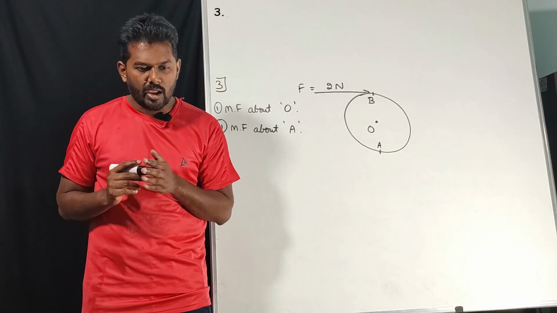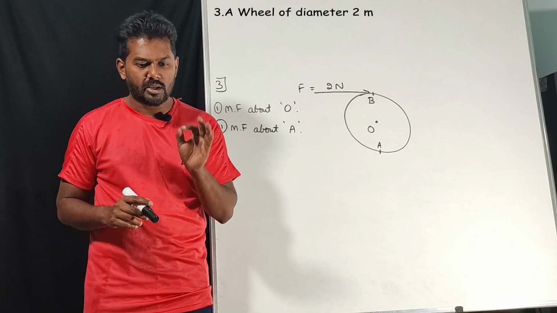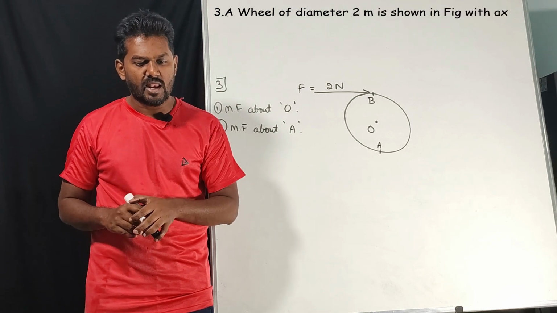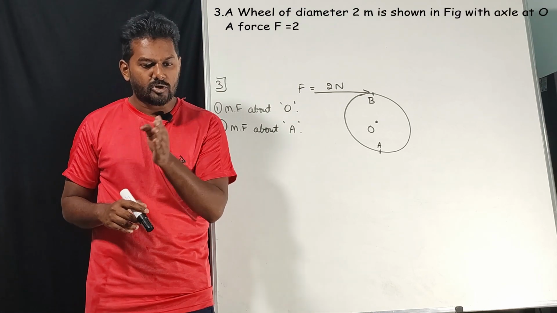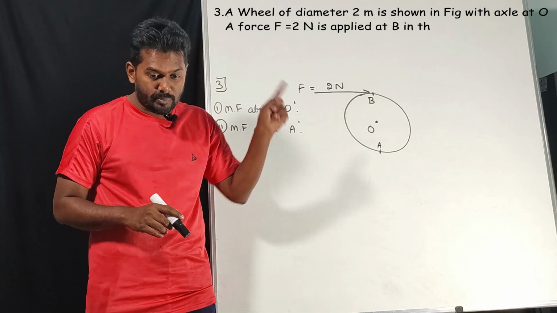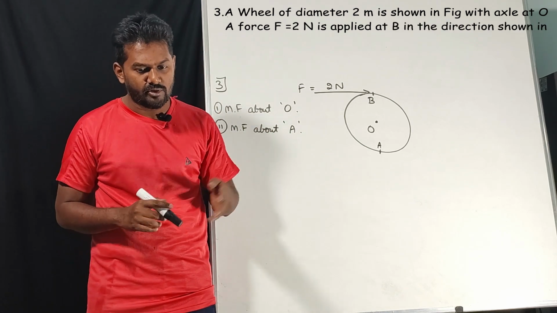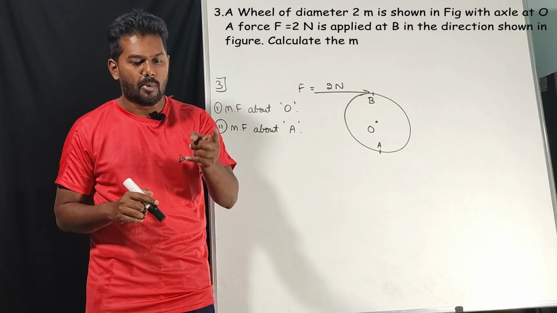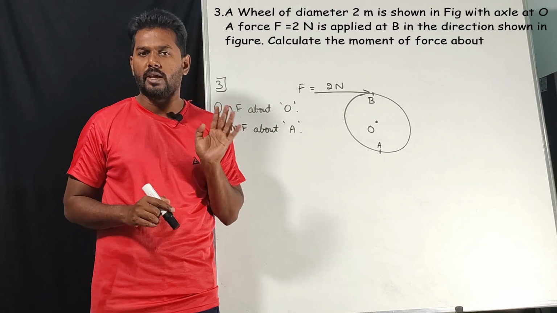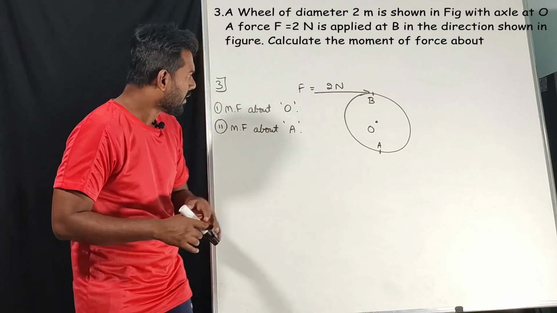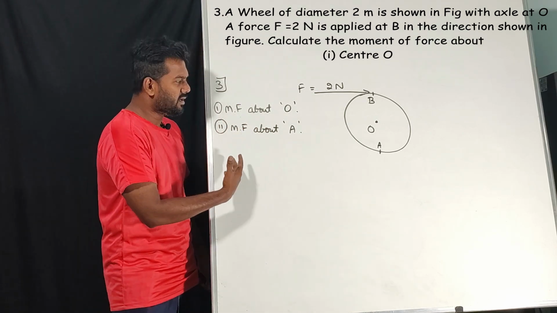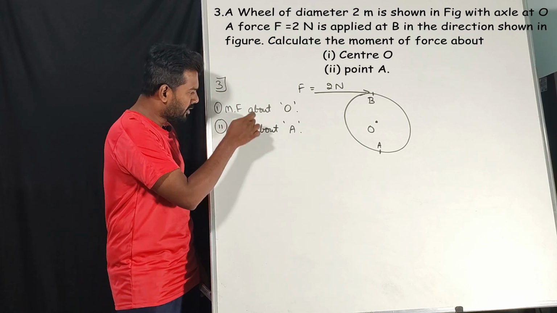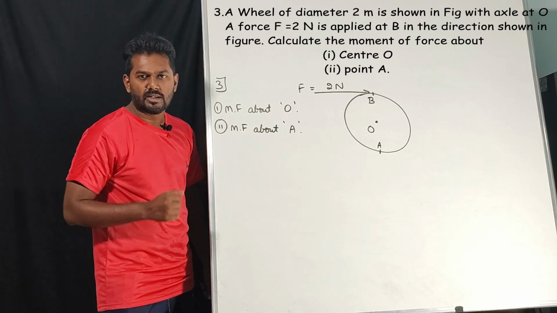Third question. A wheel of diameter 2 meter is shown in the figure with an axle at O. A force F of 2 Newton is applied at B in the direction shown in the figure. Calculate the moment of force about center O and point A. It is a very simple thing. Listen, if you know the method, then the same formula you are going to apply for both the questions, and we will get different answers.